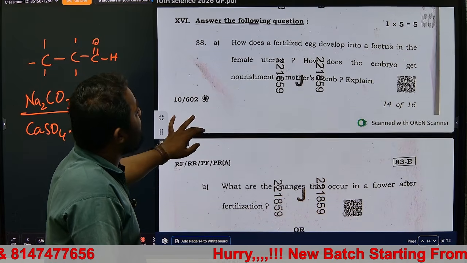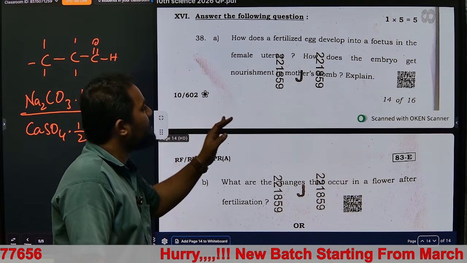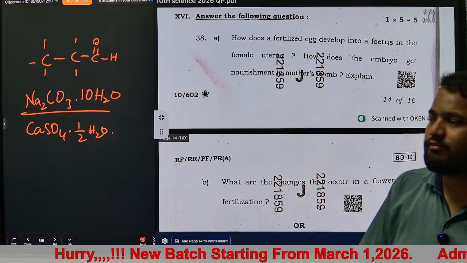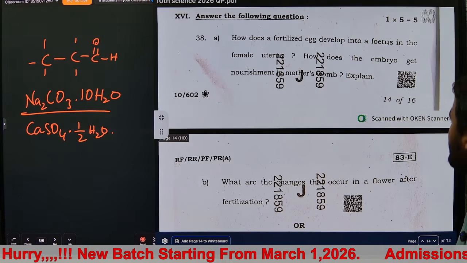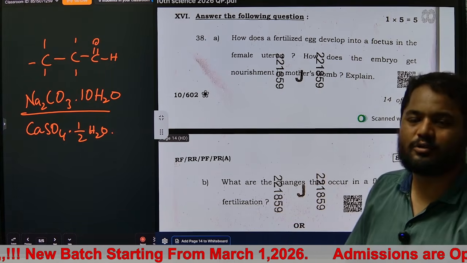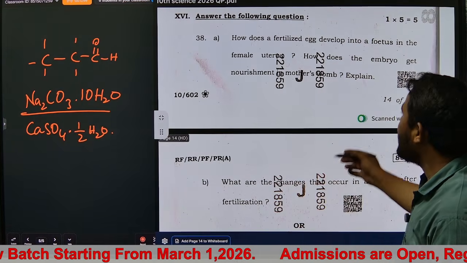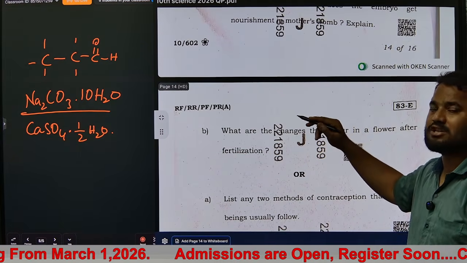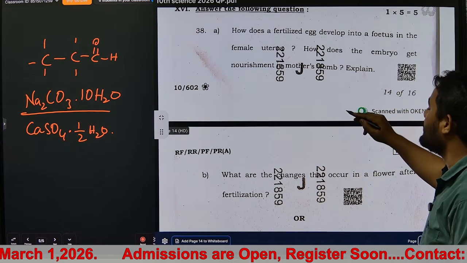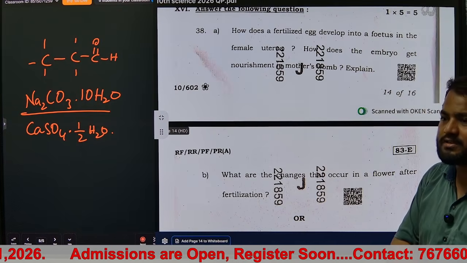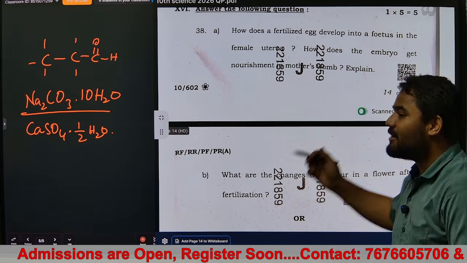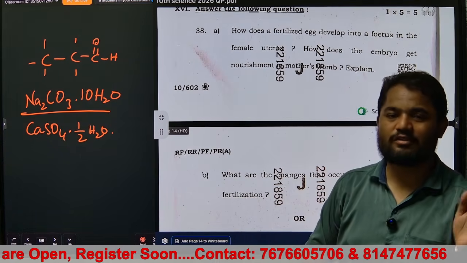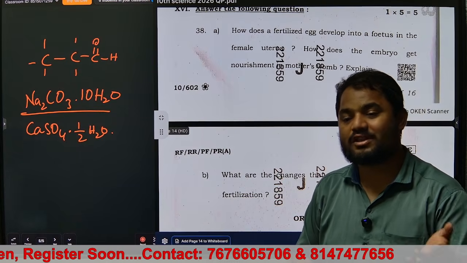How does a fertilized egg develop into a fetus inside the female uterus? That fertilized egg undergoes continuous cell division to form a ball of cells known as an embryo. That embryo gets embedded in the wall of the uterus, and through the placenta it gets the nourishment. The placenta is a disc-like structure, a tissue which helps in nourishment of the developing embryo or fetus. It has blood vessels on the mother's side and villi on the embryo side. The villi increase the surface area for the absorption or exchange of materials.